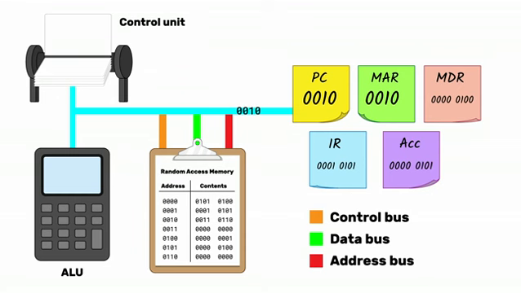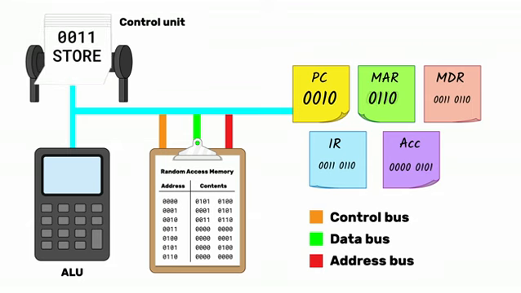The last cycle is for the instruction at 0010. It uses the opcode 0011, which is store, and the operand 0110, which is the last address in the RAM shown. So this cycle takes the results of the addition in the accumulator and stores it back into RAM.